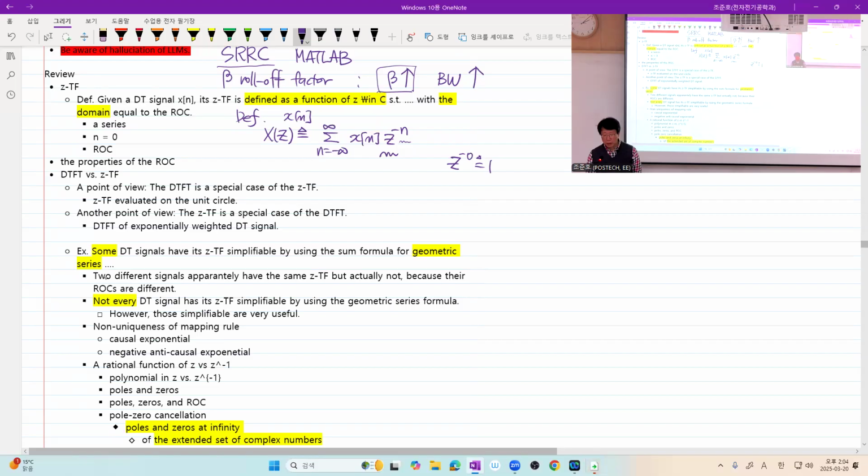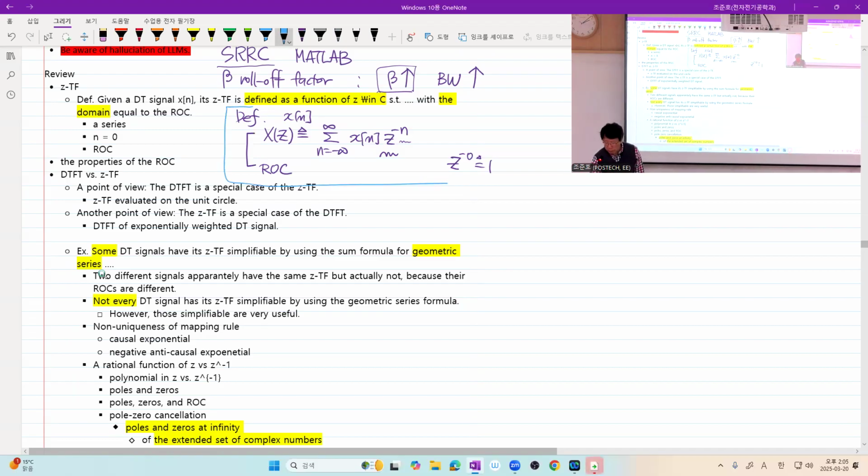And we call the set of complex numbers on which this summation converges the region of convergence. And this serves as the domain of this function capital X. This is the definition.